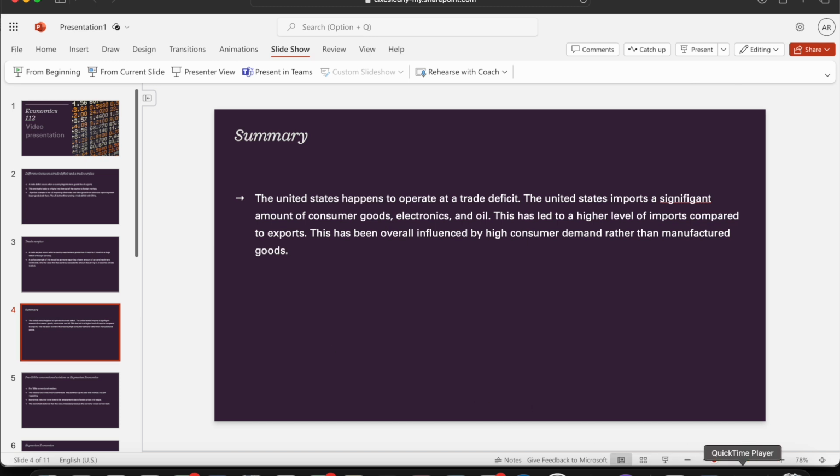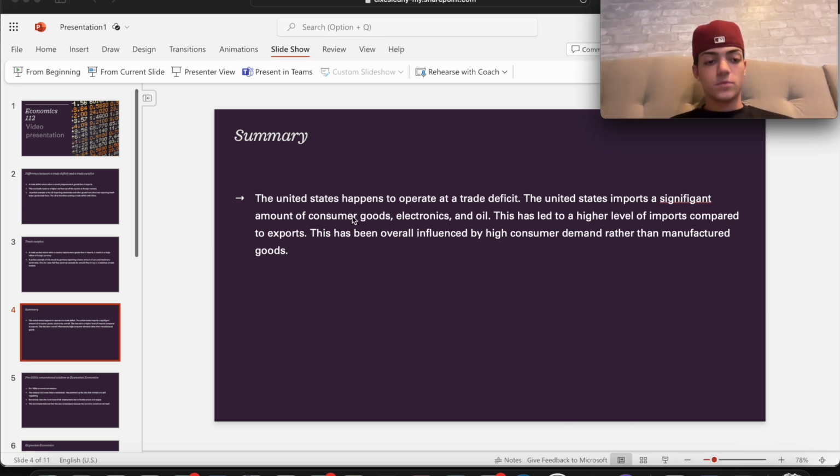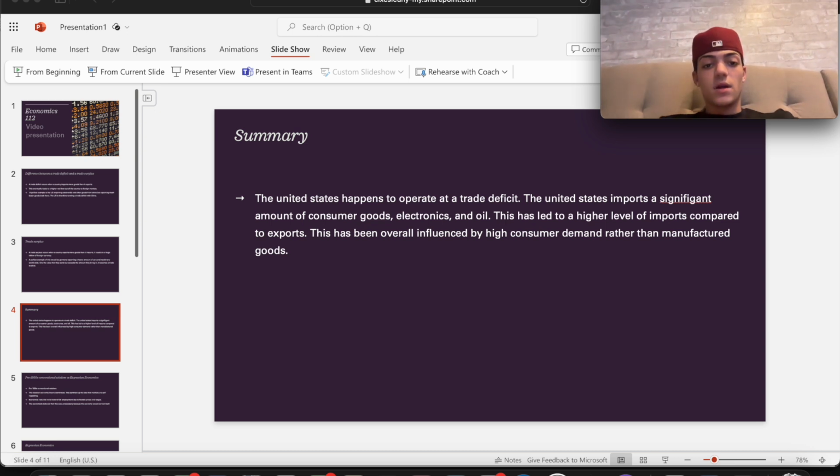The summary for this question was that the United States happens to operate at a trade deficit. The United States imports a significant amount of consumer goods, electronics, and oil. This has led to a higher level of imports compared to exports. This has been overall influenced by high consumer demand rather than manufactured goods.